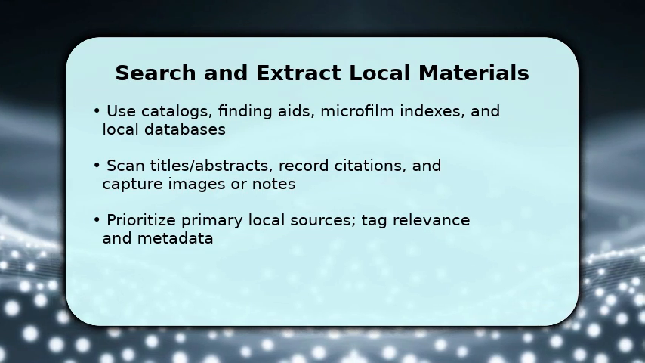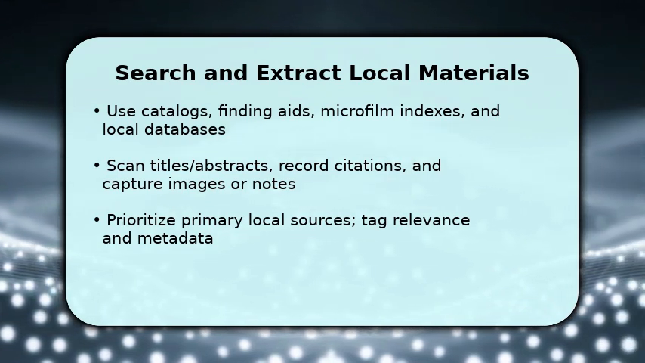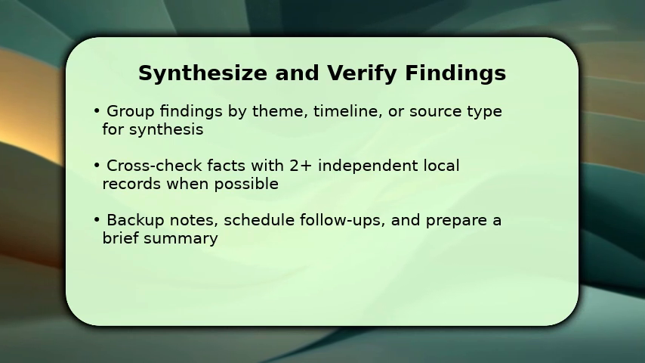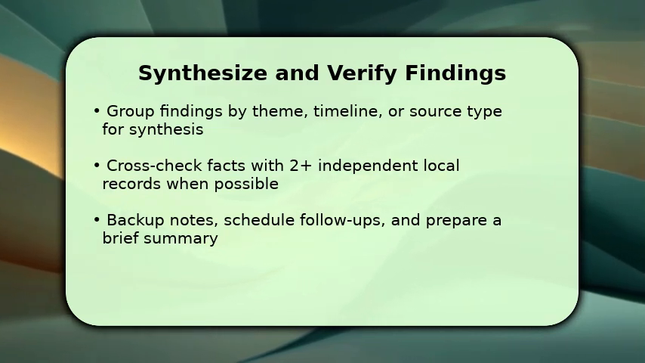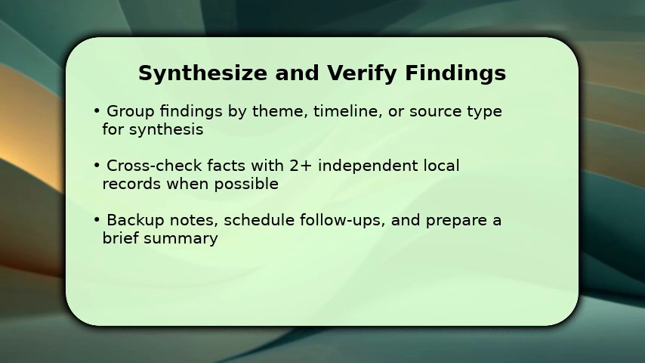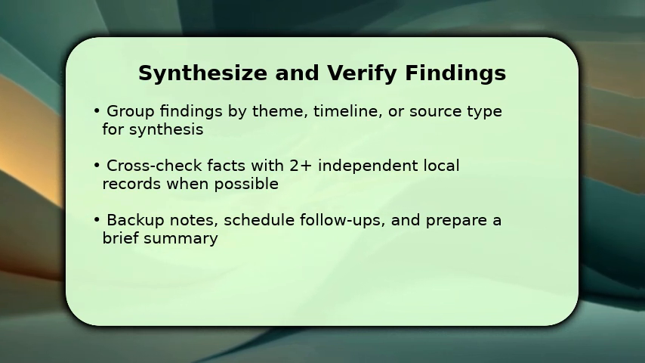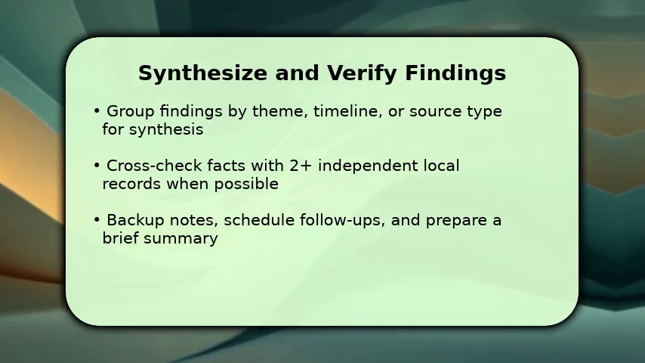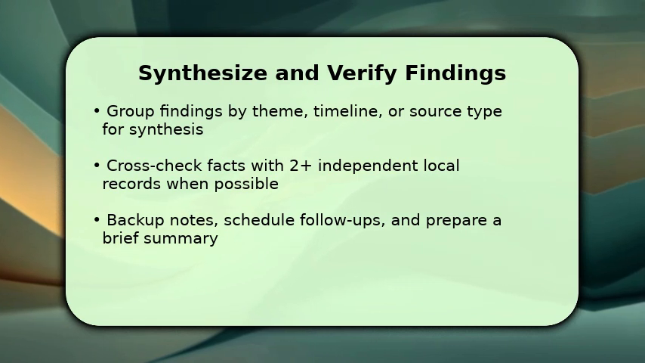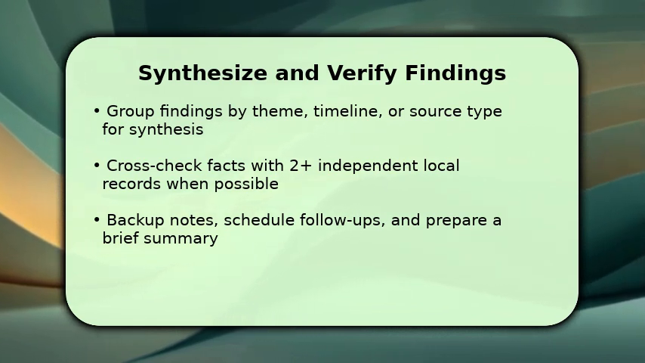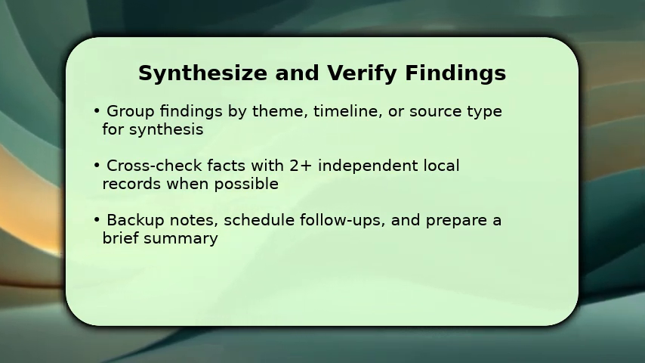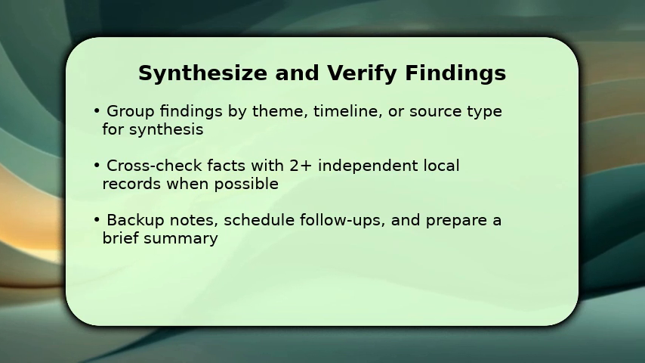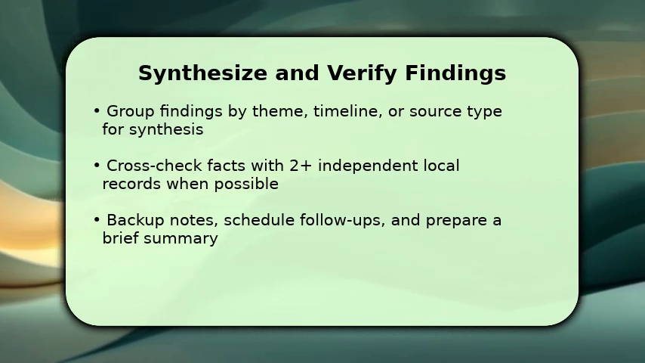You finish by synthesizing. Group items into themes, chronology, or source types, and create a concise summary for each cluster. Cross-check important facts against at least 2 independent local records when possible to verify accuracy. Once verified, integrate key local findings into your review of related literature with clear citations. If something's missing, schedule follow-ups or request deeper files.